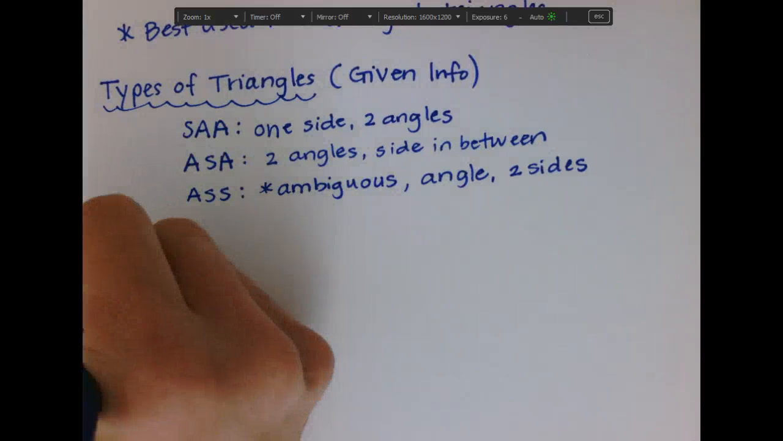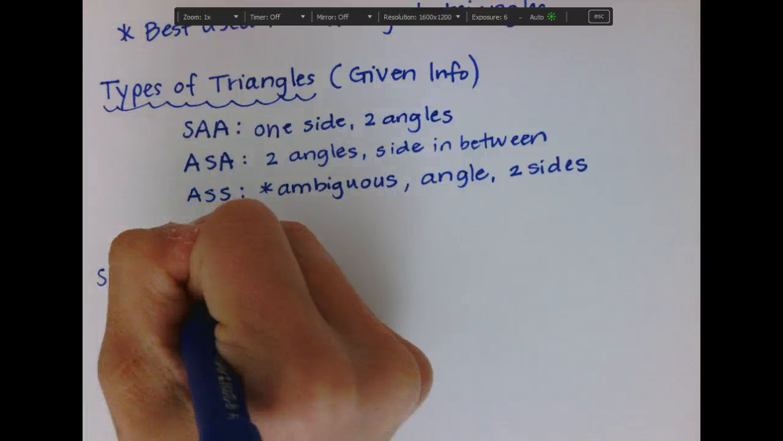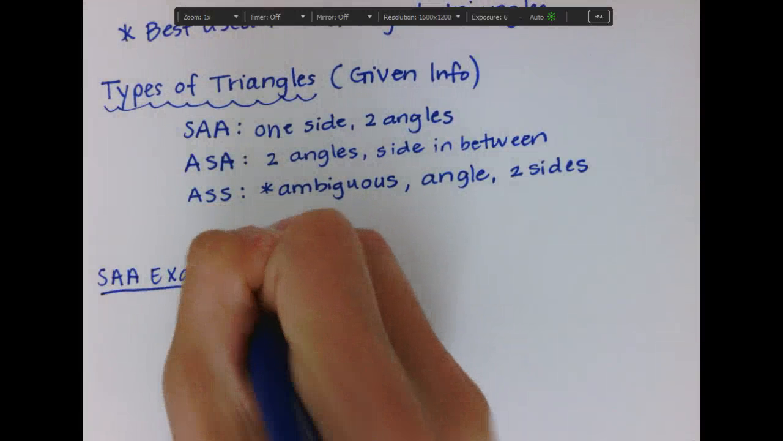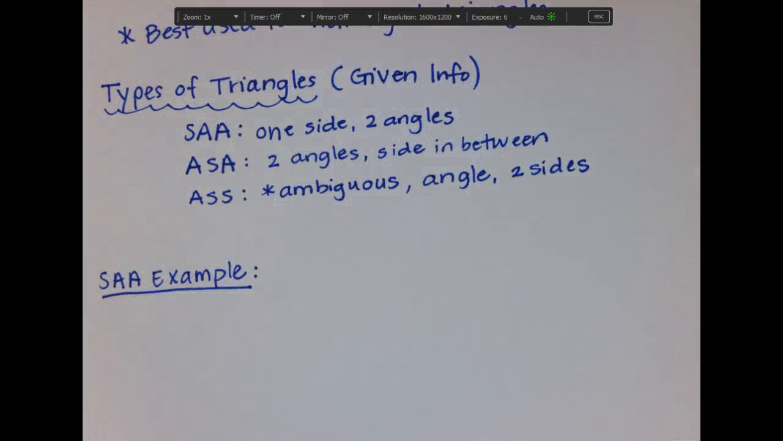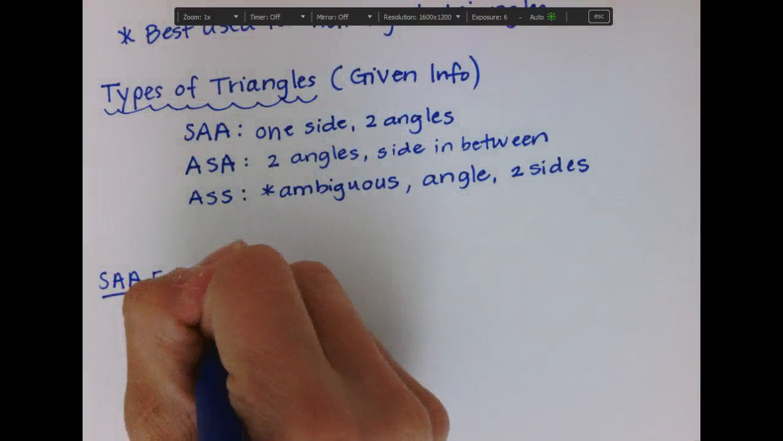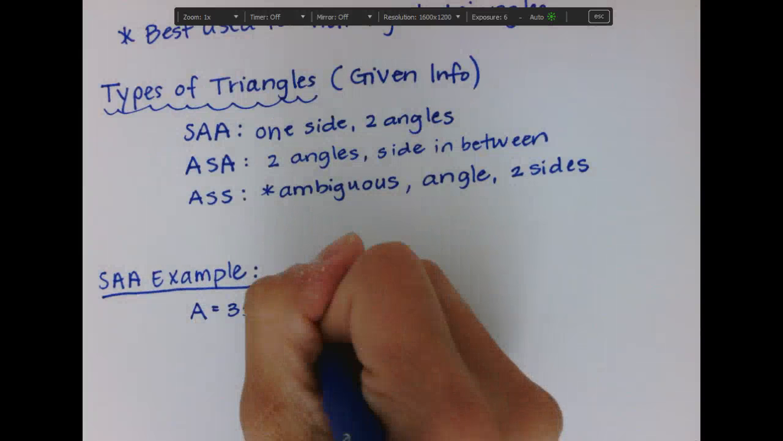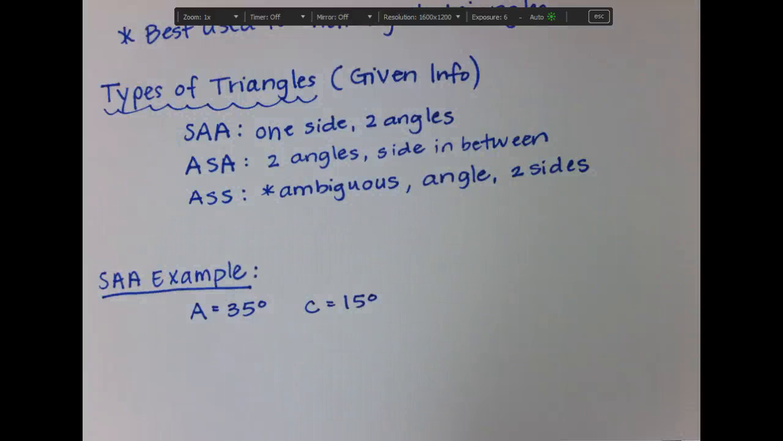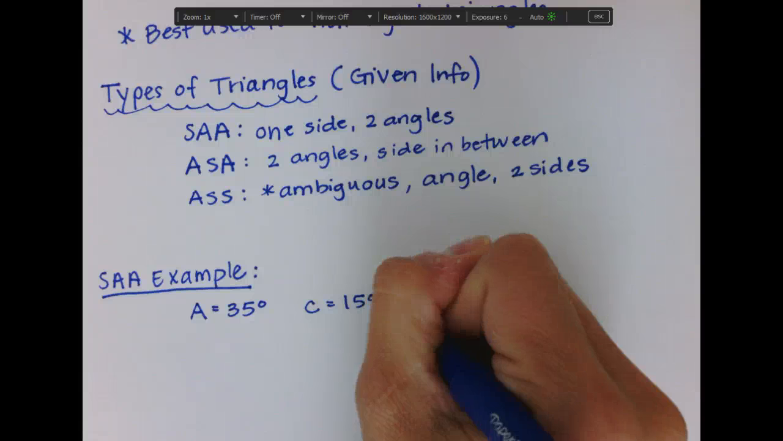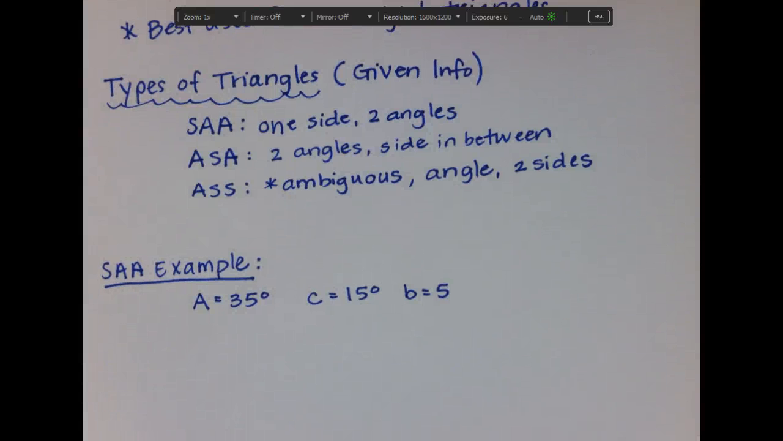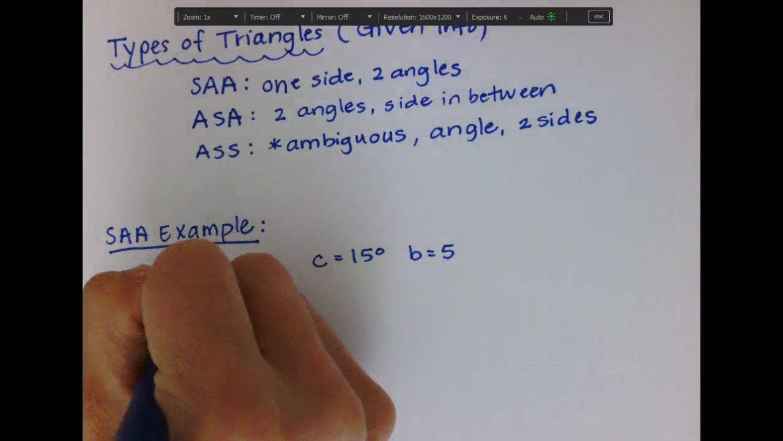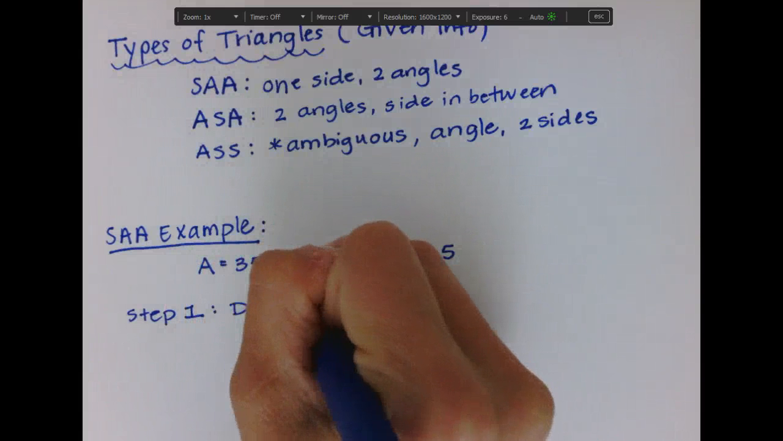So let's start off with an SAA triangle example. So in this example, we're going to be given one side and then two angles. So we're given capital letter A equals 35 degrees, capital letter C equals 15 degrees, and lowercase b equals 5. So the first thing that we want to do is draw the diagram, or draw and label the triangle.